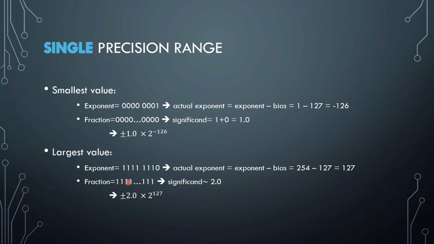Using the representation or formula we used earlier, we obtain plus or minus 1.0 times 2 to the power minus 126. Likewise, for the largest value, we set the exponent to be all 1 except for the last bit to be 0. The actual exponent will be 127. And the fraction, we will set it to all 1, and this will give me a significand approximately equal to 2. And this is the number that we will obtain.